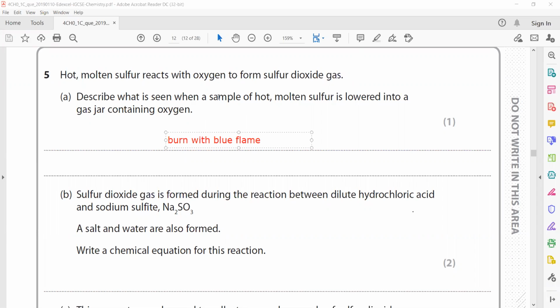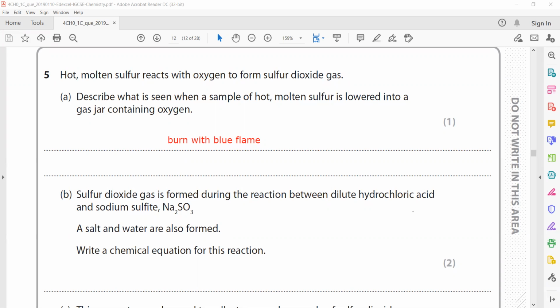Sulfur dioxide gas is formed during the reaction between dilute hydrochloric acid and sodium thiosulfate. A salt and water are also formed. So we have to write a balanced equation for this reaction.